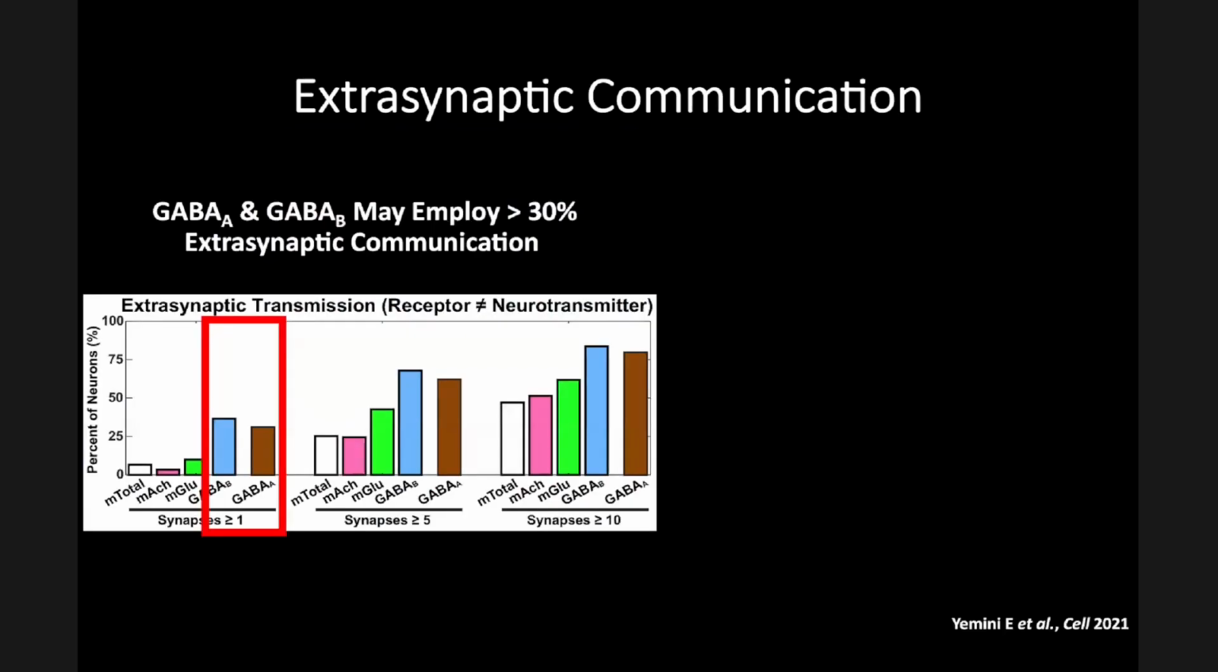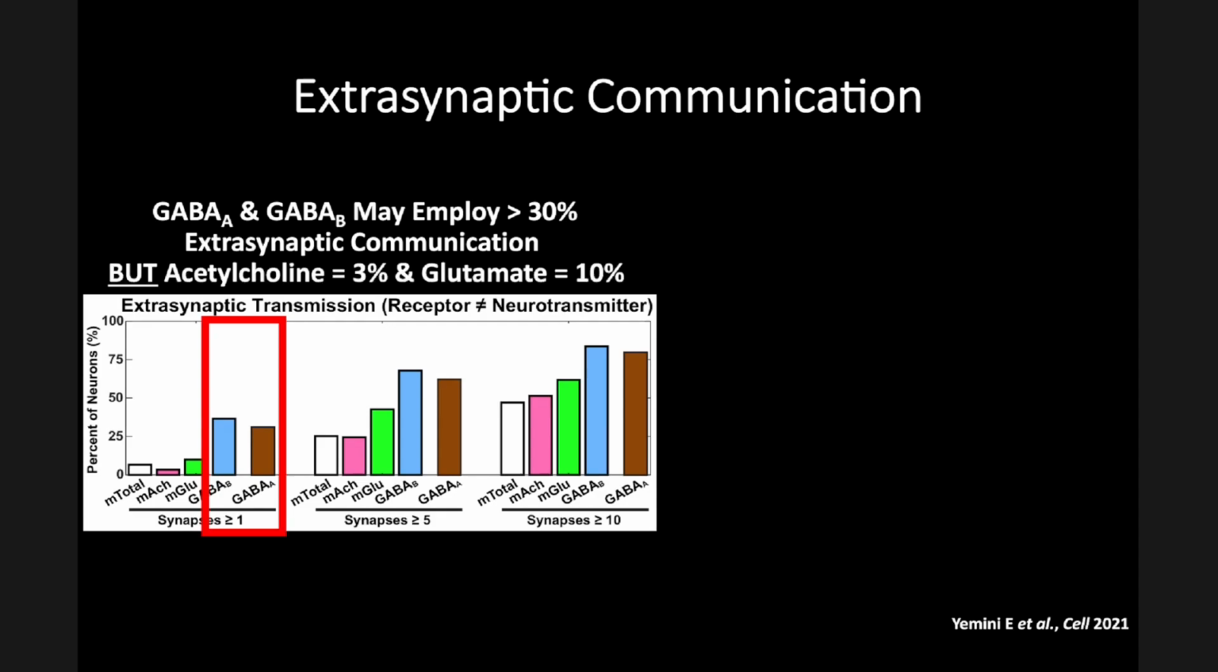And so you might wonder, for those people in the field, well, how much of the nervous system is able to receive these signals outside of the synapses? It turns out that irrespective of whether we're talking about ionotropic or metabotropic GABA receptors, 30% of the neurons express them and are not synaptically connected to any neuron that releases GABA.